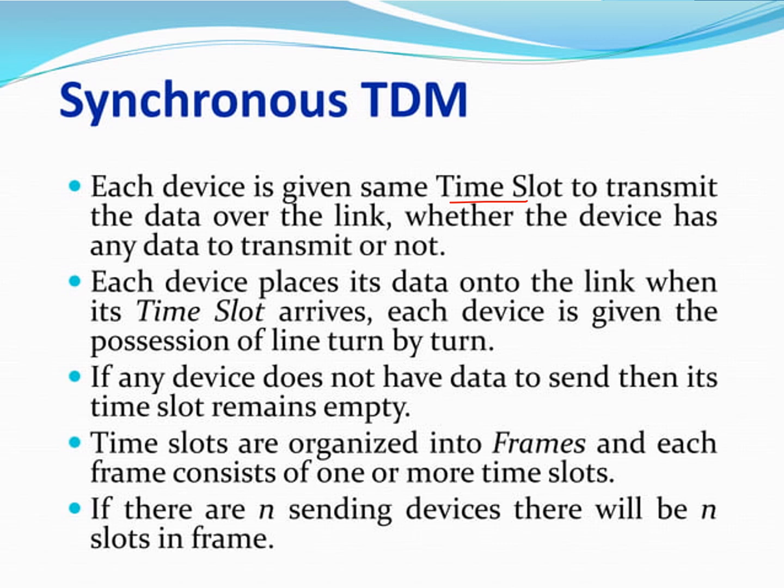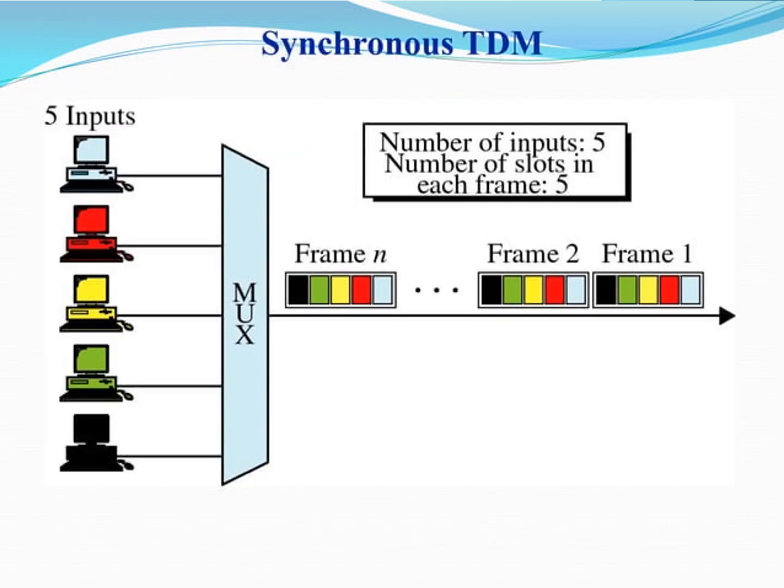Then these time slots are organized into frames, and each frame consists of one or more time slots. If there are n sending devices, then automatically there will be n slots in the frame. See, this is going to be your frame. Each device is given a time slot. This is your first, second, third, fourth, and fifth, so they are varied in colors. If one does not have any data to send, the time slot will still be given for it to send the data. So this is called synchronous time division multiplexing.